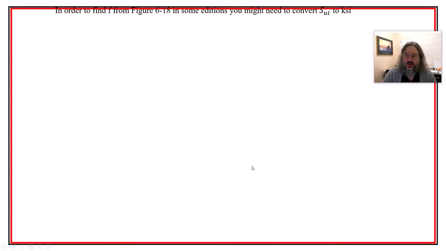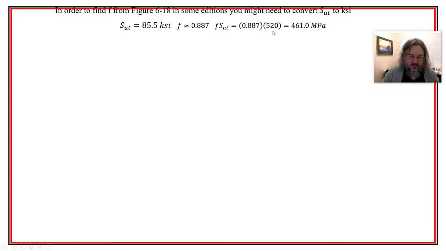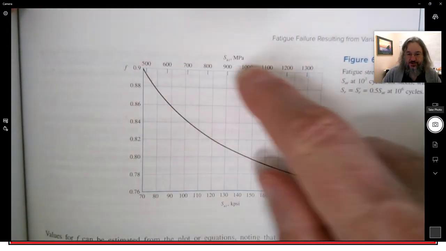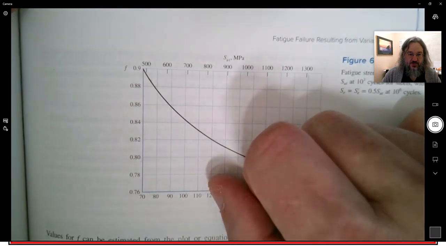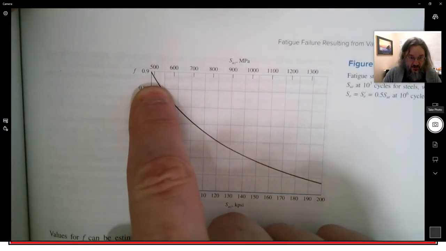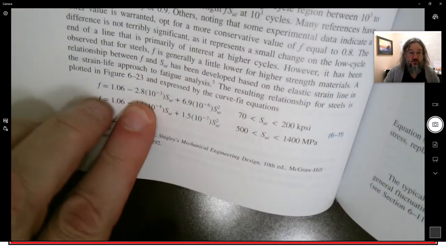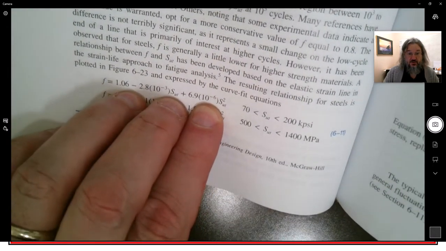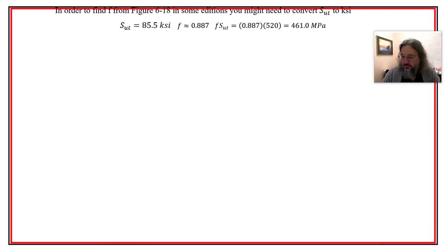So in order to find this, in some books, some editions, you actually need to turn that ultimate strength into ksi if it's in megapascals. But now in this edition, the 11th edition, the most recent one, they have that on the top right here. So we had like 520 or something like that right there. What did we say? We had 520. So we expect to be close to that 0.9, actually, yeah. We could also, if we wanted to, use this equation right here to find f, so we have that option now to use an equation to find f, which is pretty nice. So anyway, we take that and we use that for the f times Sut.